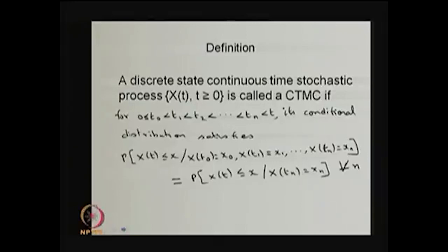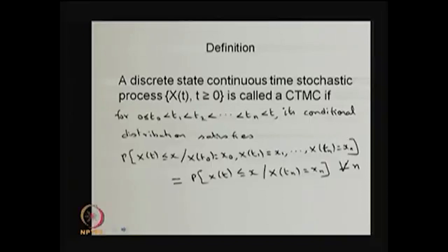So, a discrete state continuous time stochastic process X(t) for t greater than or equal to 0 (it need not be t greater than or equal to 0, but here I am taking the simplest one). For fixed t, X(t) is a random variable. For every t, that collection is a stochastic process, where the state space is discrete and the parameter space is continuous. That stochastic process is called a continuous time Markov chain if it satisfies the following condition.